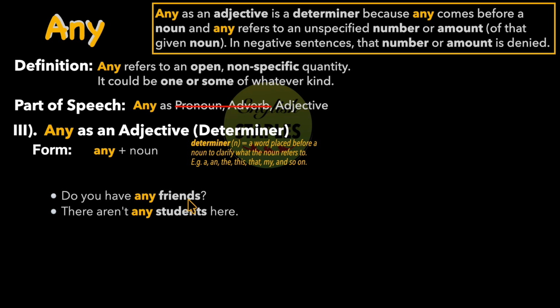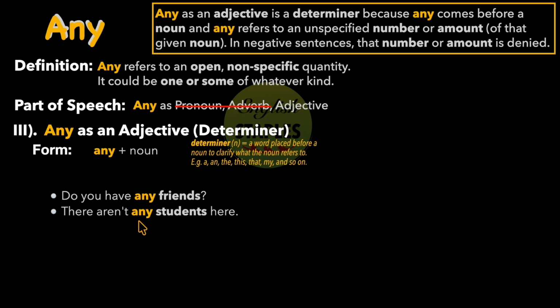Whatever kind is friends. It goes on to say in negative sentences, that number or amount is denied. So here, there aren't any students here. There aren't any students. That simply means zero students. There are no students here. That seems contradicting, right? Because now we have any, which means it's open, it's non specific. It could be one or some students. But then we're saying that there aren't any students, so that's zero.